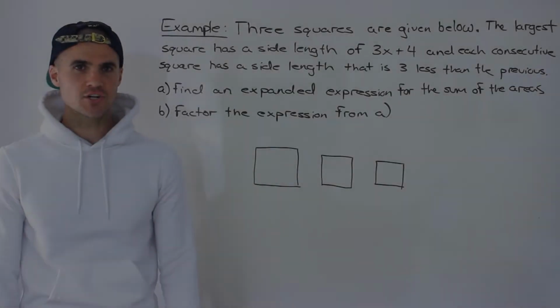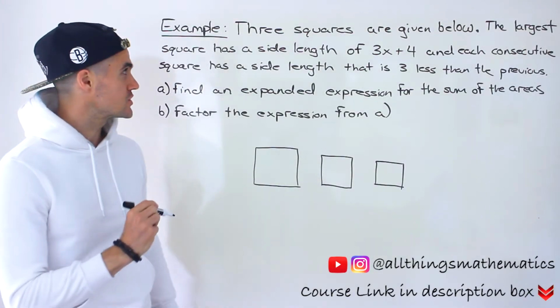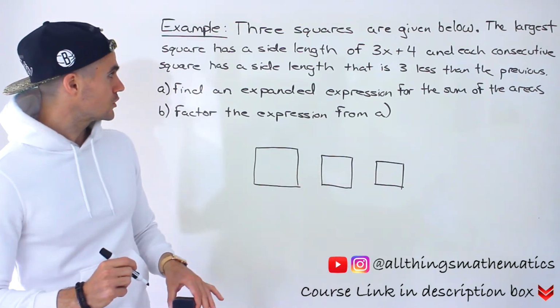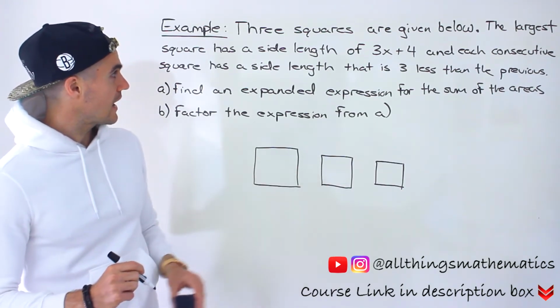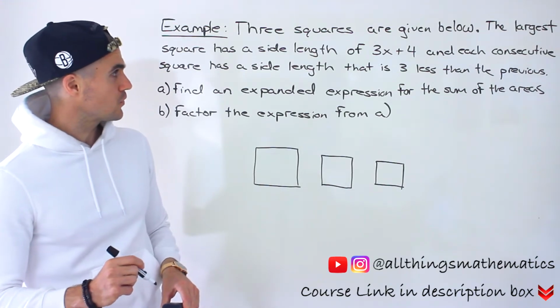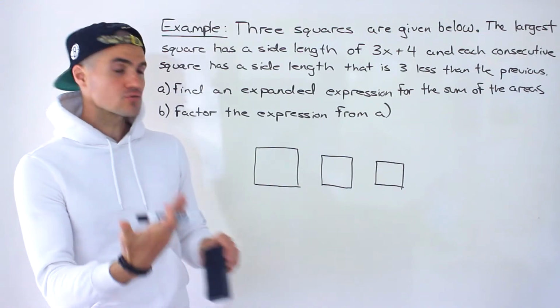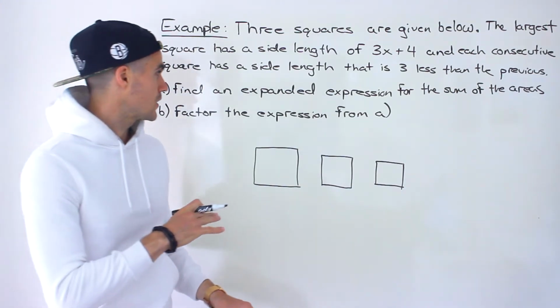Welcome back everyone, Patrick here, moving on to another factoring question. So we are given three squares over here. We're told the largest square, which is this one on the left, has a side length of 3x plus 4, and then we're told that each consecutive square has a side length that is 3 less than the previous one.